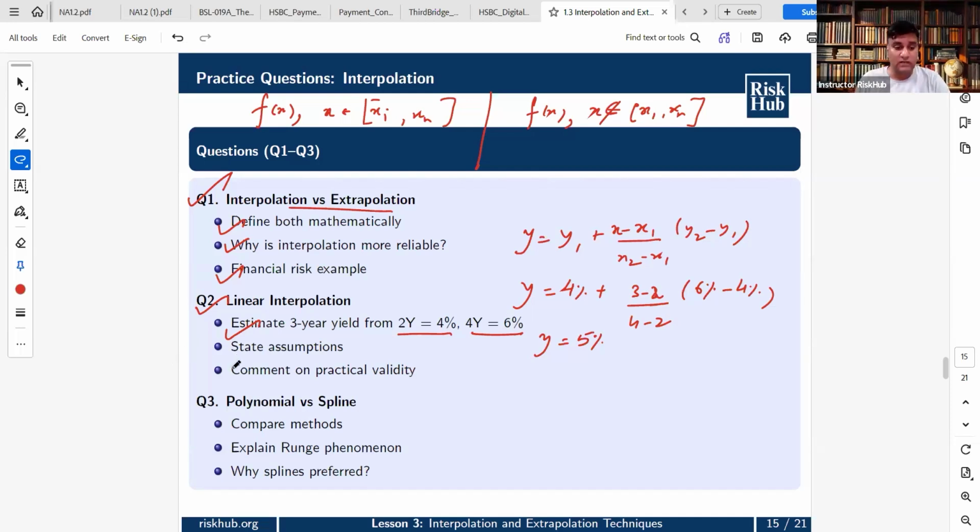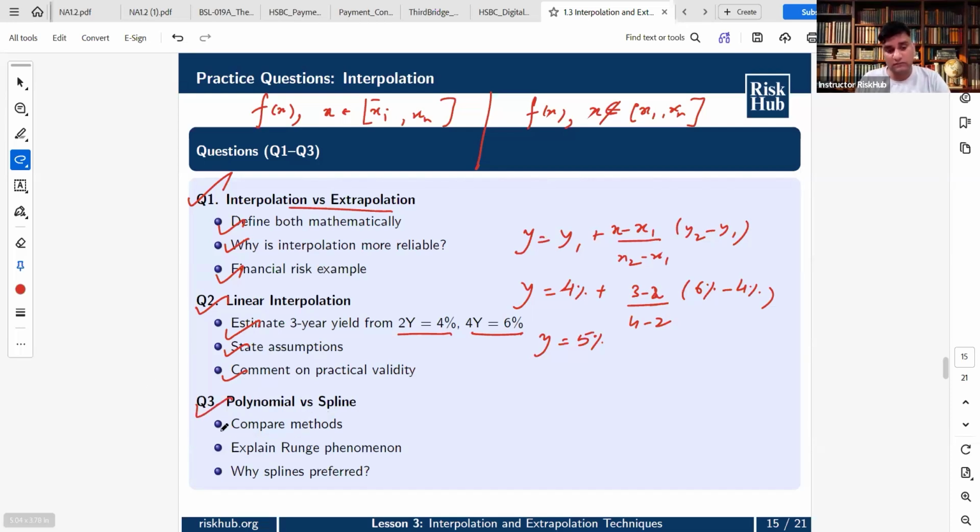Okay. So that is what we have. And again, you understand the practical validity, right? Linear interpolation is simple and fast, but it may ignore curvature. Then we get into polynomial versus spline.